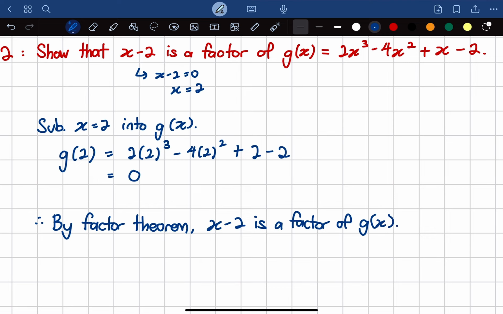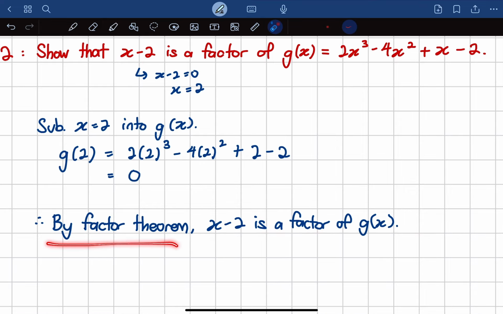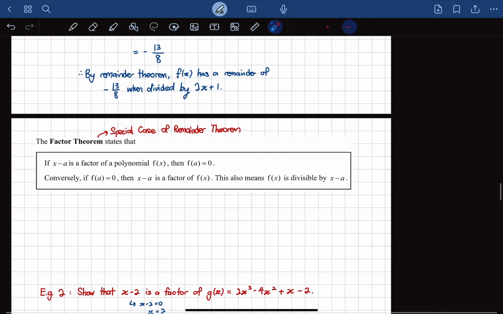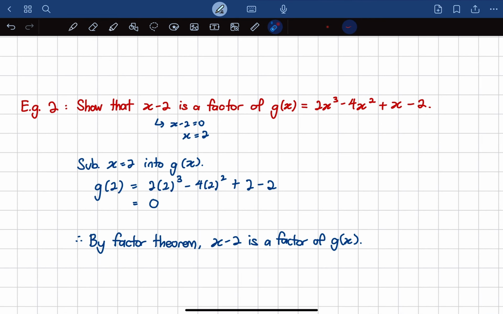It is very important for you to state "by the factor theorem", because you are telling whoever is marking your work that you know it is because of the factor theorem that x minus 2 is a factor of g(x). If you get to this part without stating this, it may not be clear how you know that, because the remainder is 0, this linear divisor is a factor. So please make sure you state whatever theorem you are using, either by the factor theorem or by the remainder theorem, to make your working clear to whoever is marking your work. That's the end of this video on how to use the factor theorem as well as the remainder theorem.